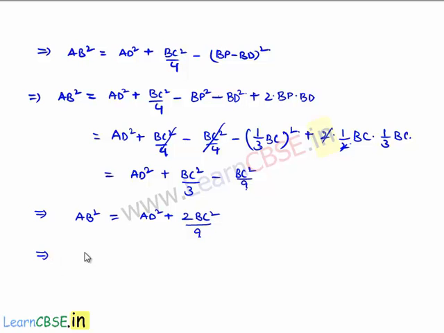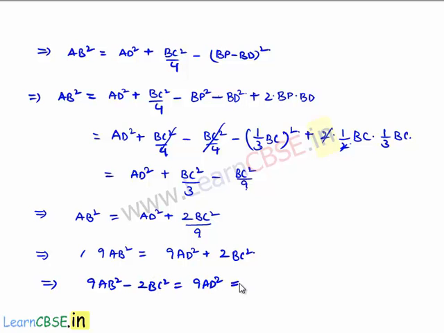That implies, let us cross multiply with 9, then we get 9AB square is equal to 9AD square plus 2BC square. That implies 9 of AB square minus 2 times BC square is equal to 9AD square. That implies 9AD square is equal to 9AB square minus 2BC square.